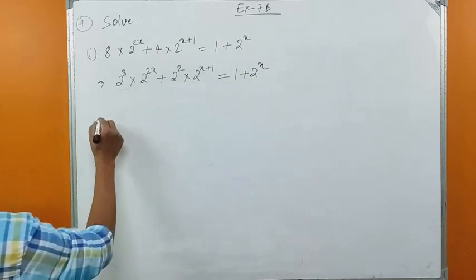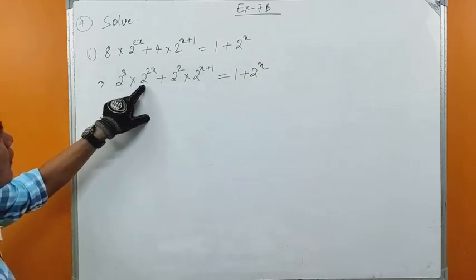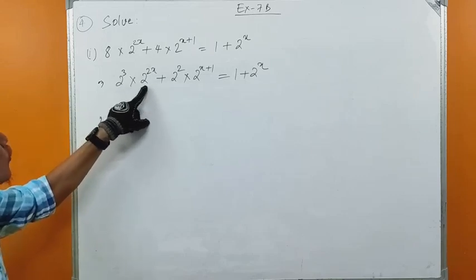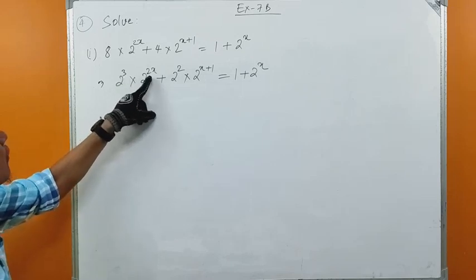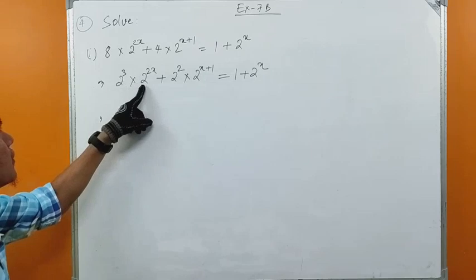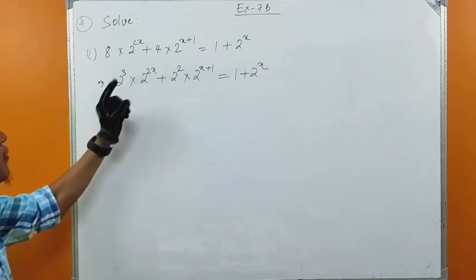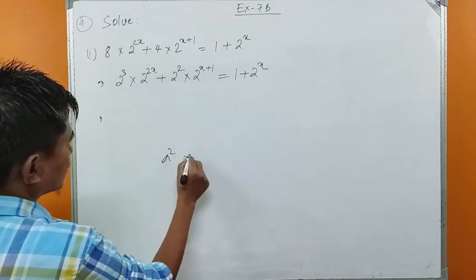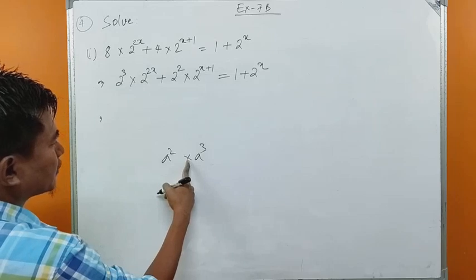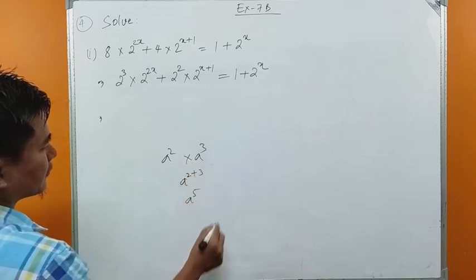Okay, now since these two have the same base, isn't it? So you can add their powers because there is a multiplication sign in between them. 2 and 2, same base, and there is a multiplication sign in between them. That means their powers will be added. 2 squared into 2 cubed, same base, and there is a multiplication sign in between them. Their powers will be added. 2 plus 3, 2 to the power 5, isn't it?